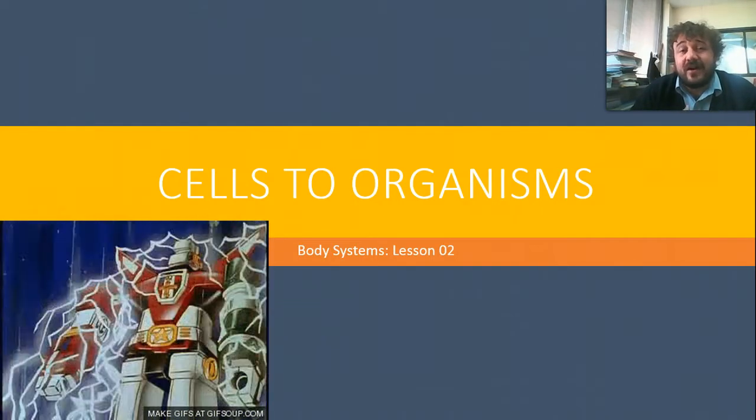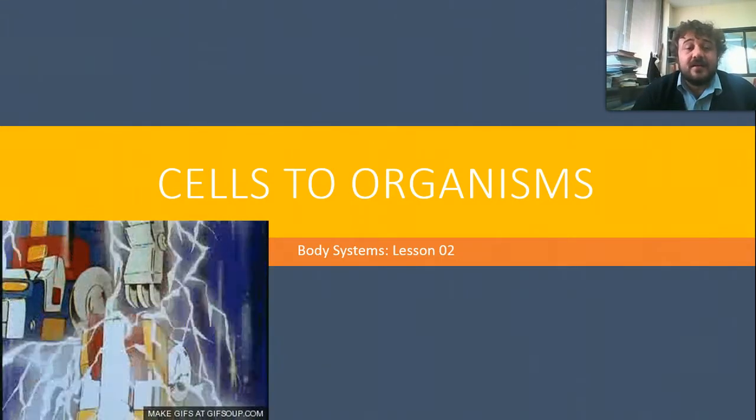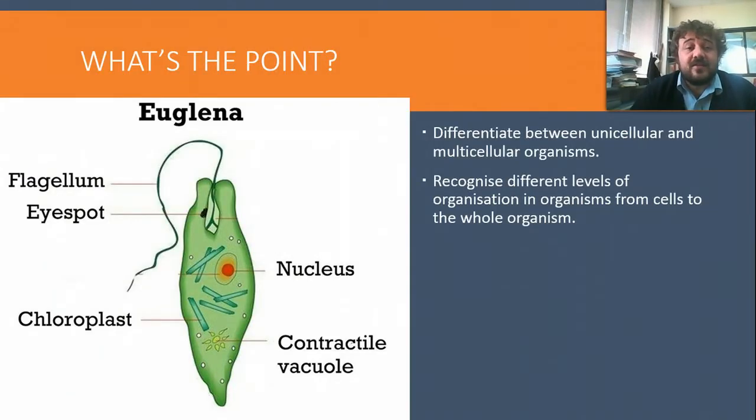None of our cells can survive as a unicellular organism. We need to survive as a multicellular. They all have to work together. So, what's the point? You want to be able to differentiate between unicellular and multicellular. Okay. You also then want to be able to recognize the different levels of organization.